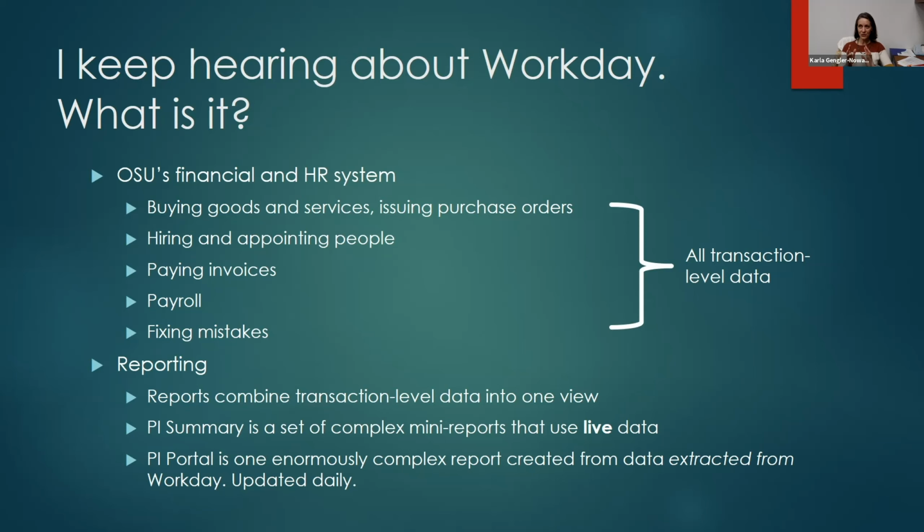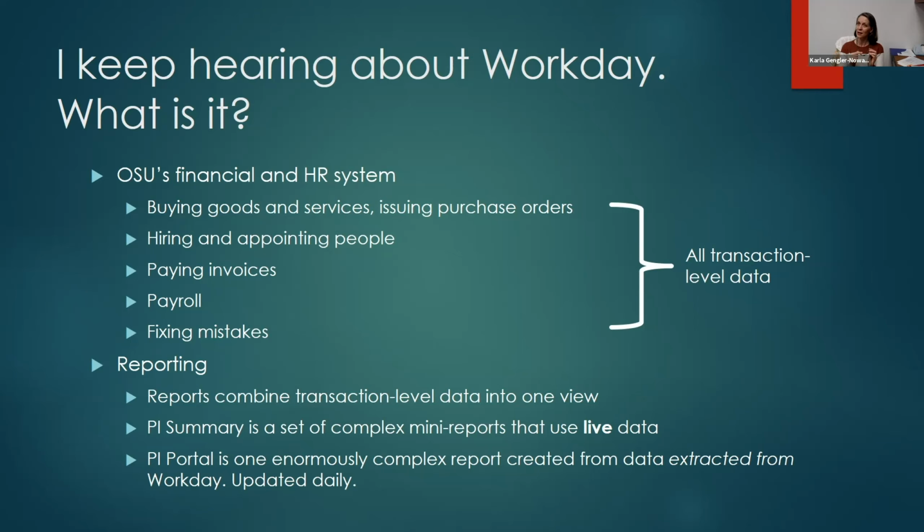That's not very helpful for figuring out how much money you have left on your grant. What you need there is a report. So a report in Workday combines all these transaction level details into one great big view, one big report. So the reports that we're talking about here are the PI summary that I was just explaining to you with that faculty financials and the grants detail. The PI summary is just a collection of reports. And again, these use live data. So if you put a requisition in and then you go check, once a requisition is approved and you go check the grants detail, it'll be in there immediately. It's in there because it's completely live.